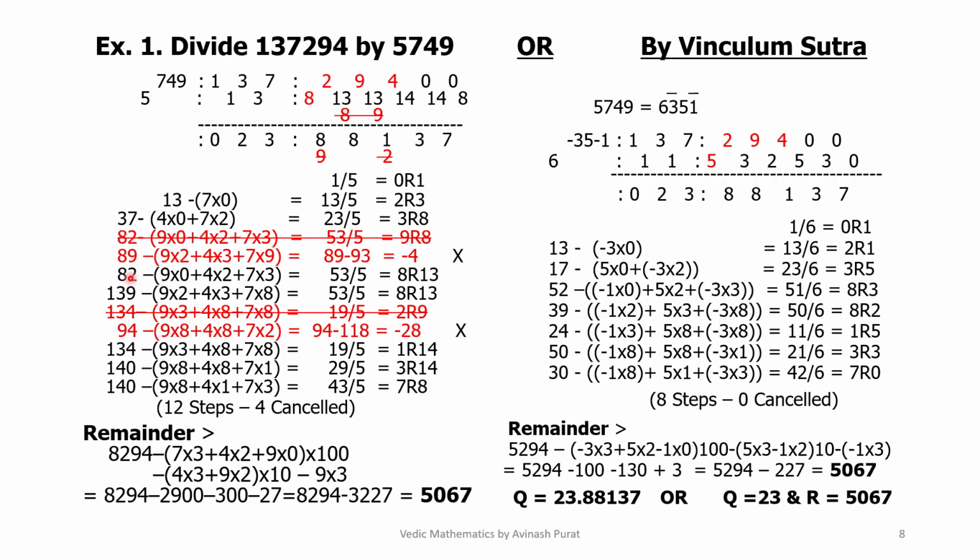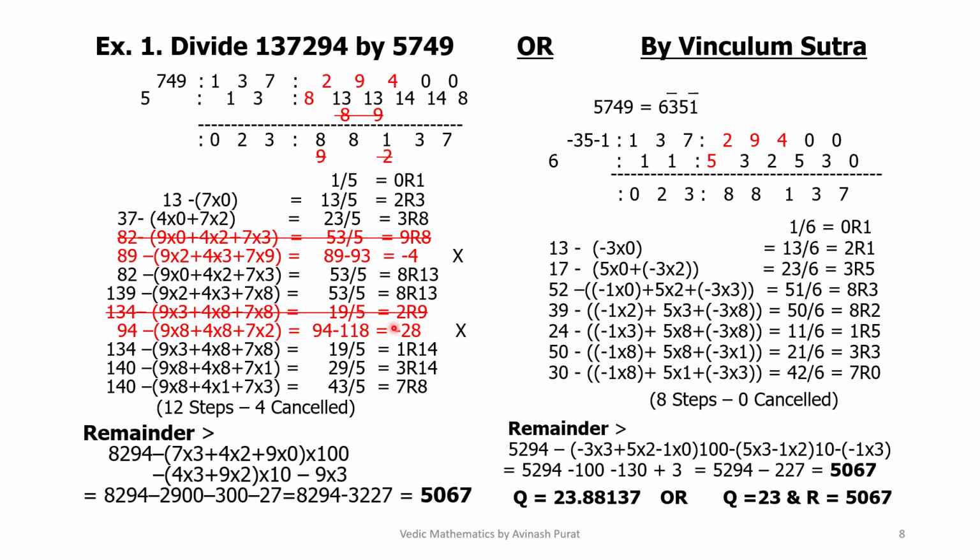So 139 is dividend minus 9 into 2 plus 4 into 3 plus 7 into 8. That is, again we get 53 divided by 5. We get 8 remainder 13. 8 is quotient and 13 is remainder. Now 134 is our dividend. 134 minus 9 into 3 plus 4 into 8 plus 7 into 8, that is equal to 19 divided by 5.